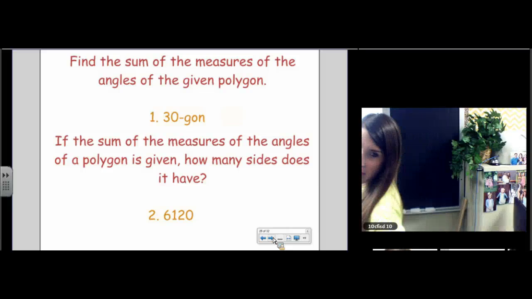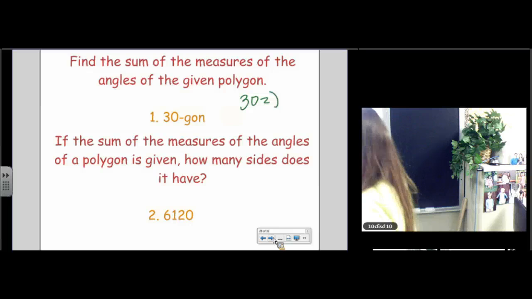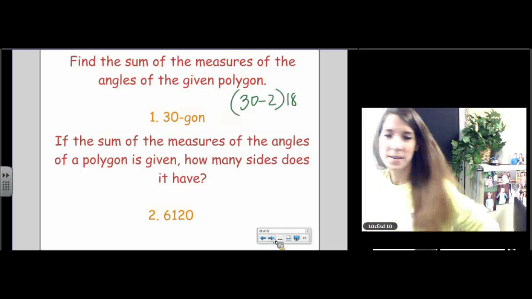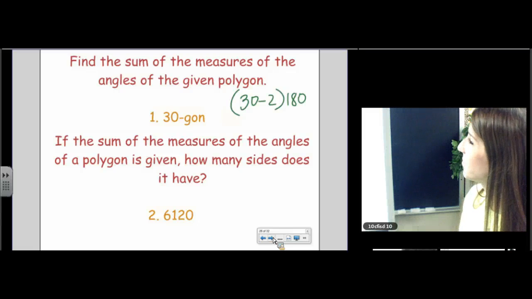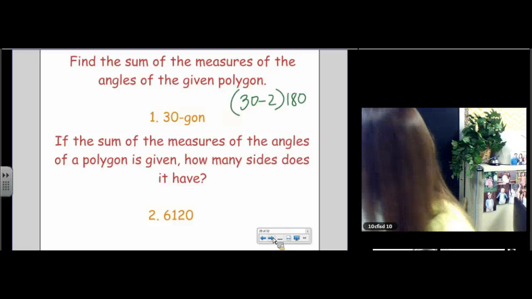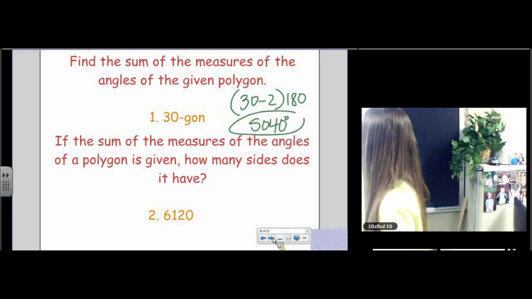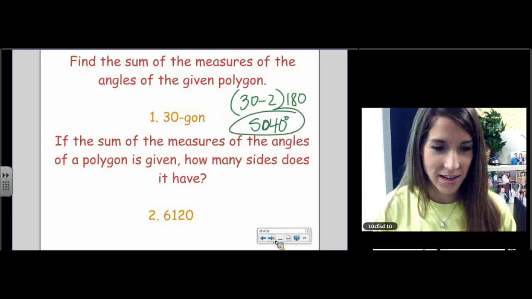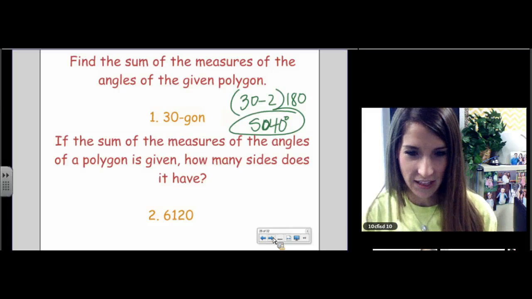So we would use our brand new formula. We would do n minus 2 times 180. It's going to be a large number. 28 times 180. 5,040 degrees are in a 30gon. 5,040 degrees. There's no such thing as a 1gon because it's not a polygon. It has to have at least 3 sides.